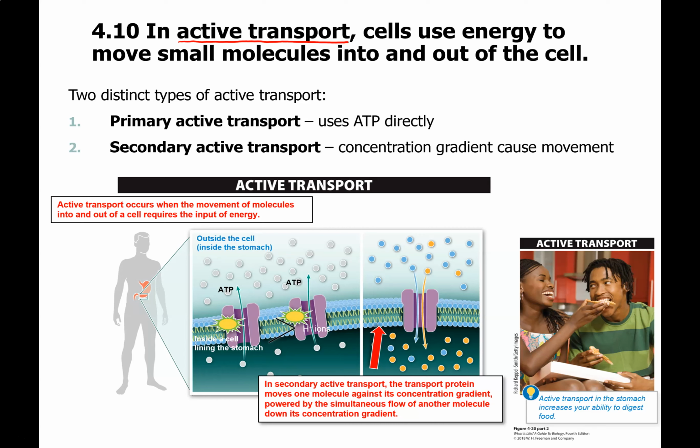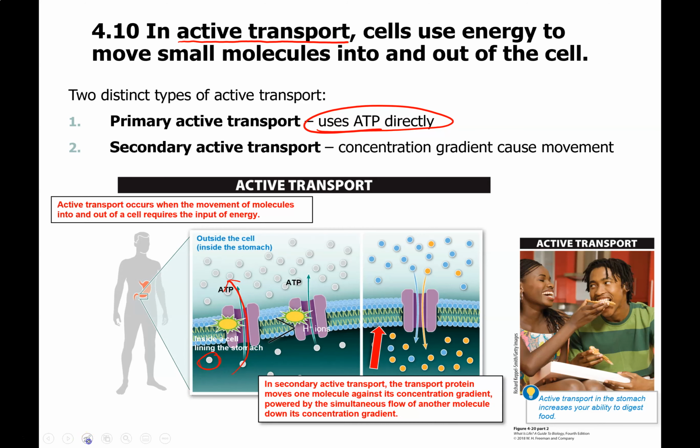Now, our book goes into two types of active transport. I'm actually going to lump them all together and just make a big active transport category and just sort of say that in active transport, the cell has to use ATP to transport molecules against their concentration gradient. So if we look at this example here, we are seeing these little gray molecules being pumped out of the cell.